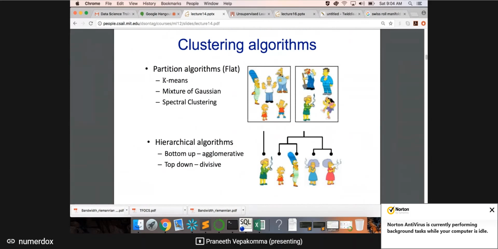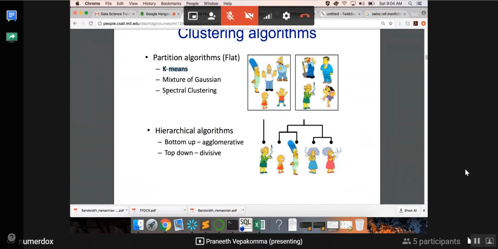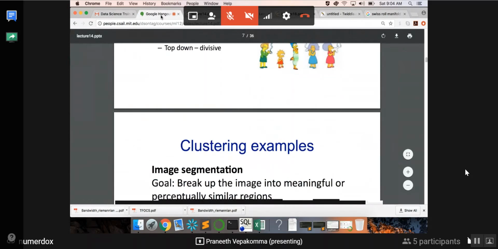Alright, some popular clustering algorithms: k-means, mixture of Gaussians, spectral clustering, hierarchical clustering. And within hierarchical, there is agglomerative and divisive. These are some popular ones. We'll start with covering k-means, some hierarchical and some spectral. Mixture of Gaussians, maybe not today itself.